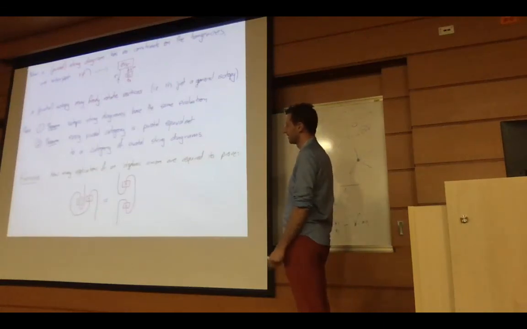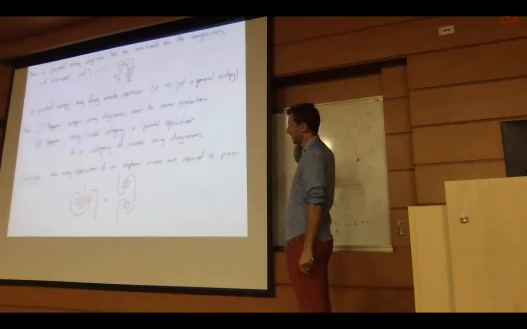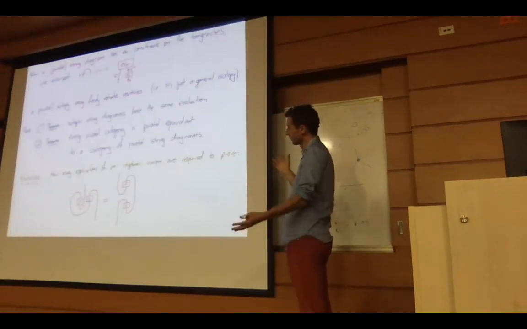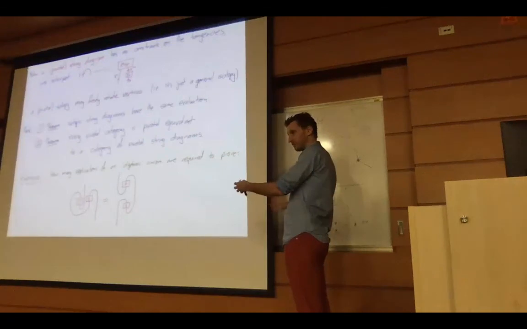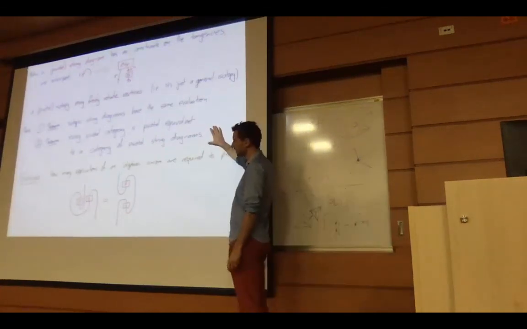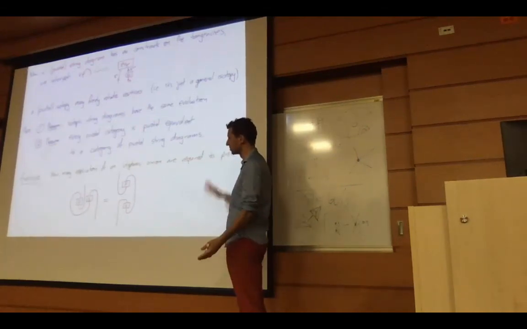And again, we have the two theorems that two pivotal isotopic pivotal string diagrams automatically have the same evaluation in any pivotal category. And then every pivotal category is equivalent as a pivotal category to some category built out of pivotal string diagrams, modulo local relations. And so this is one of the things that justifies always using string diagrams if we want to.